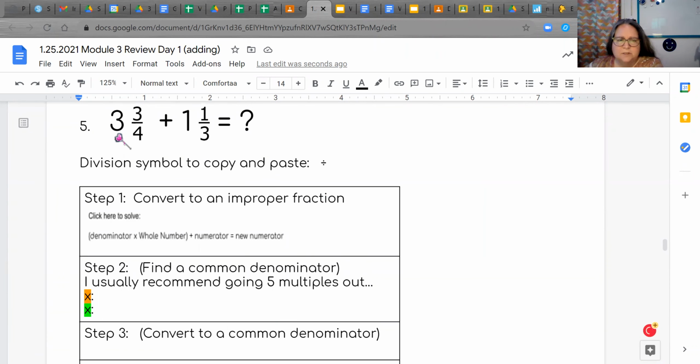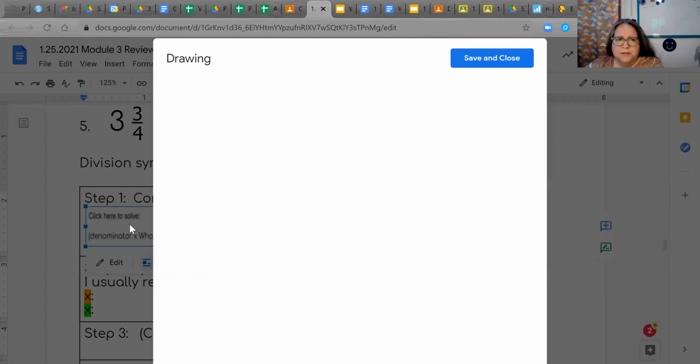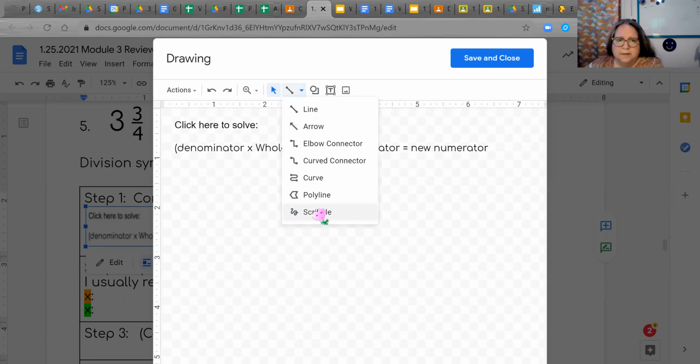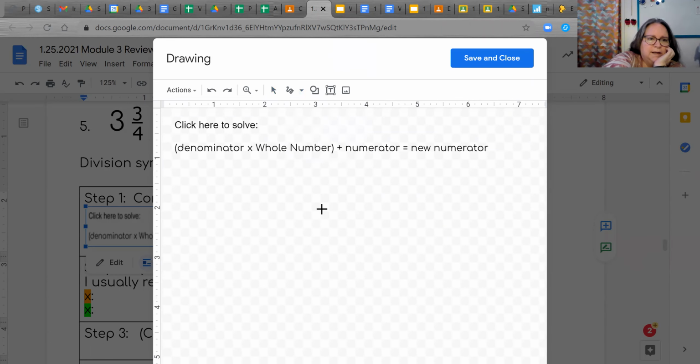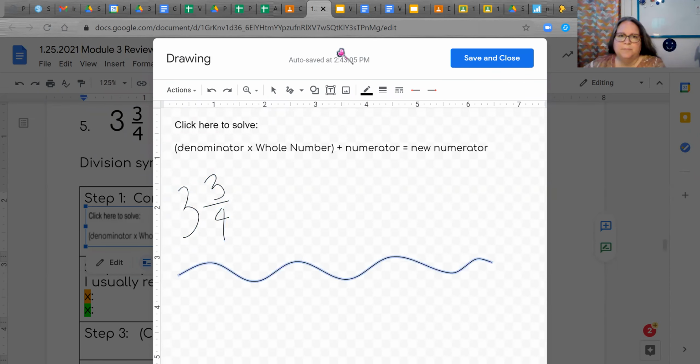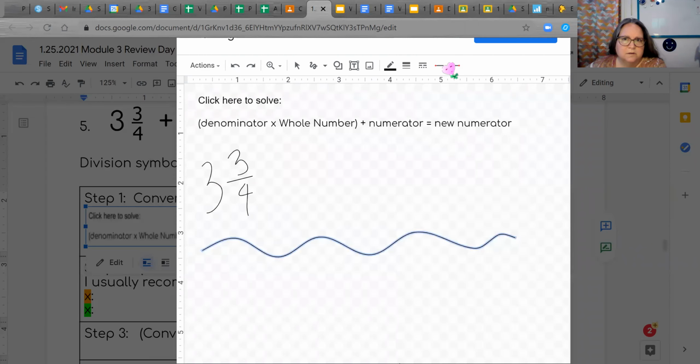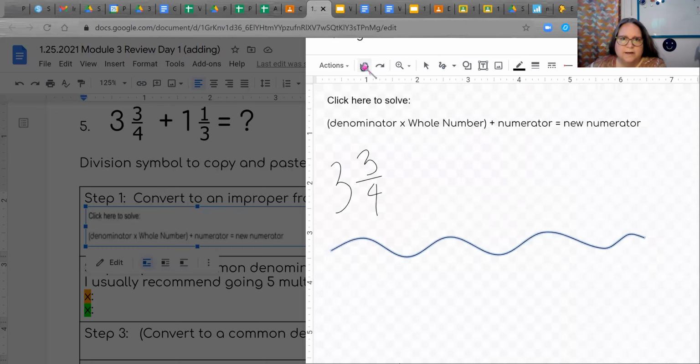So here we're on number 5. And the first thing we're going to do is we have to convert these into improper fractions. So I'm going to quickly go in here, and I'm going to scribble. And I have 3 3/4. Remember, always draw a line so I don't mix the two. I have 1 1/3.